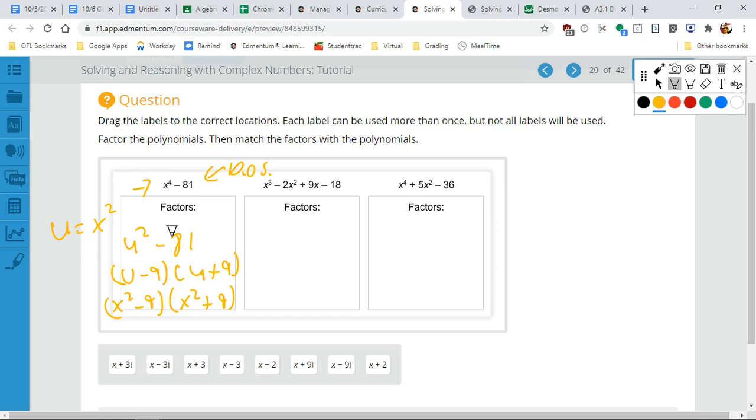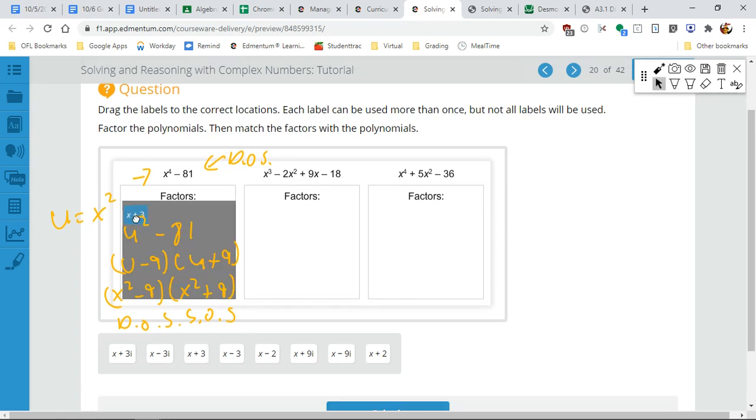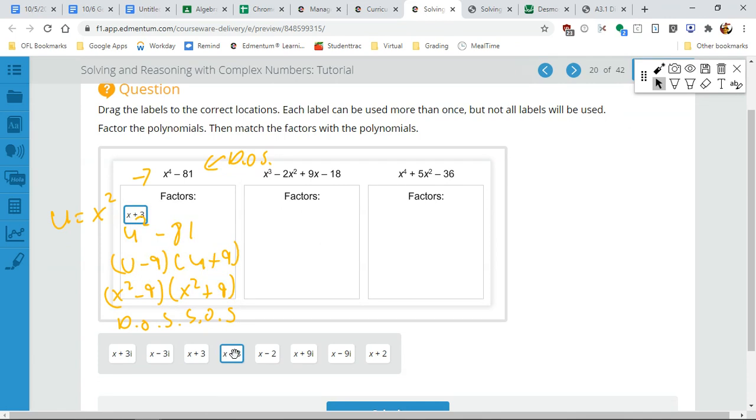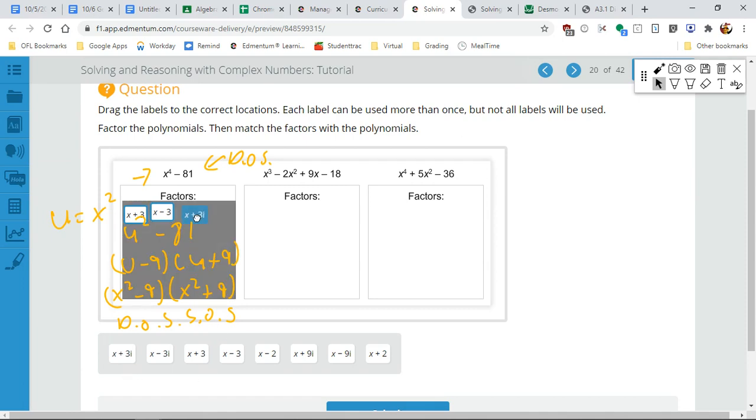Wait a minute, this is an SOS, and this is a DOS. So by seeing that, now what I can do here is this becomes x plus 3, x minus 3, and then by doing the SOS, I know that this is x plus 3i, x minus 3i.